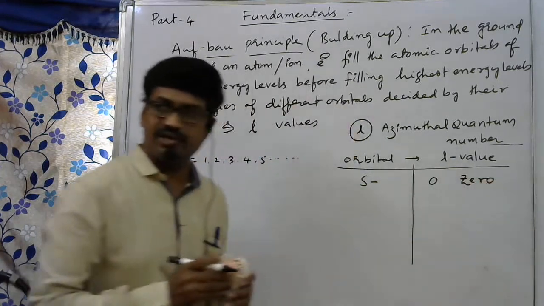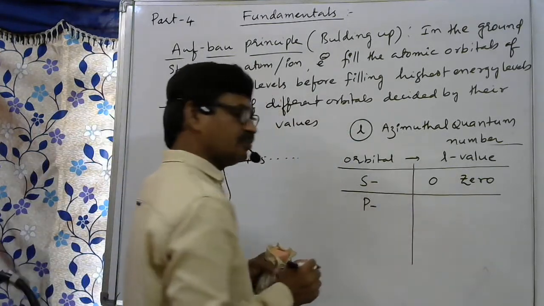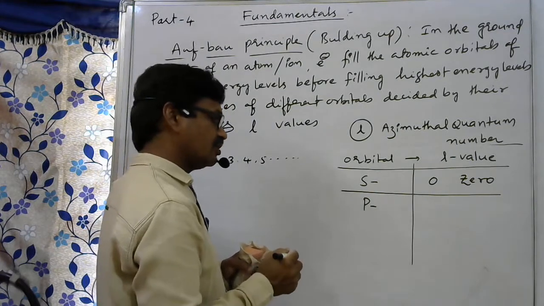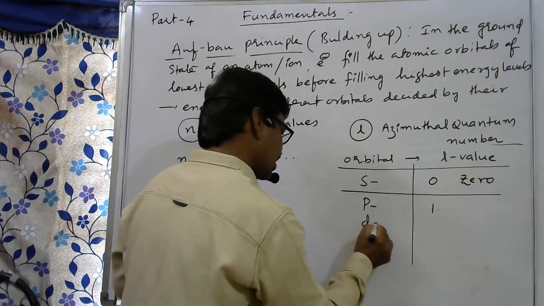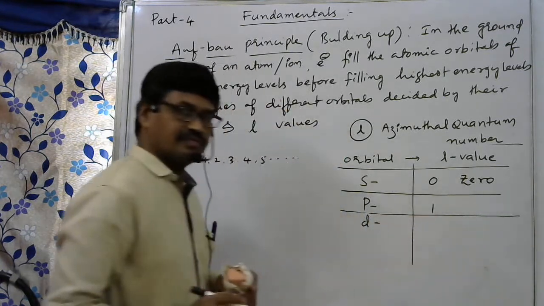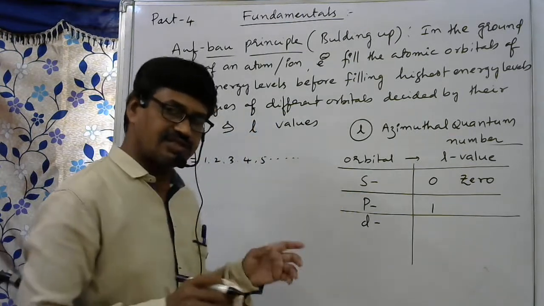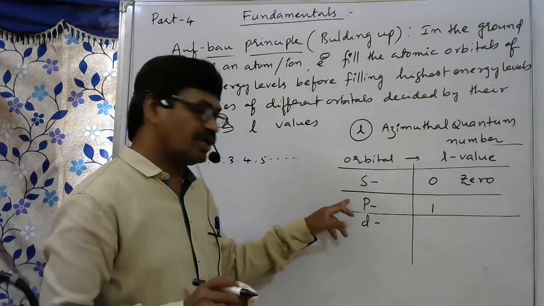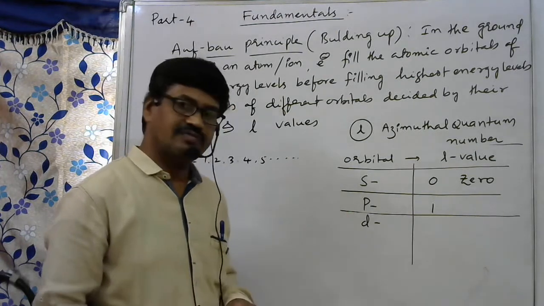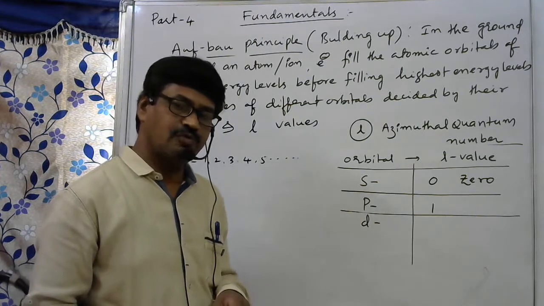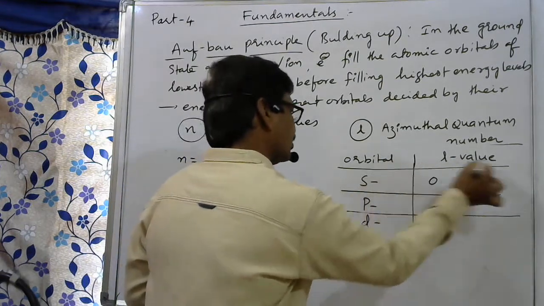For S orbital, L value is 0. Then for any P orbital, 2p, 3p, 4p, L value is 1. S orbital starts with the first shell, 1s, 2s, 3s, like that. There is no P orbital in the first shell. P orbital starts with the second shell only, so for any P orbital, L equals 1.